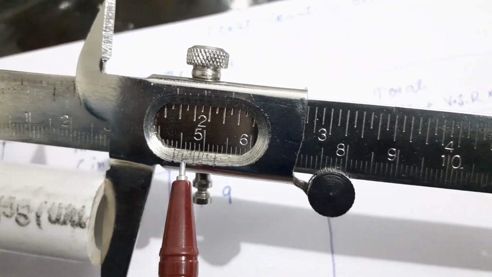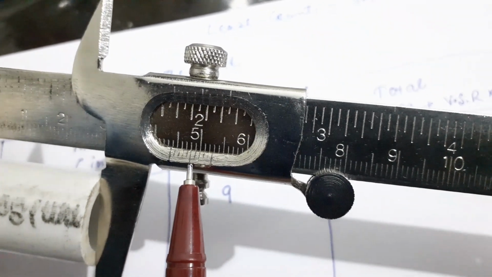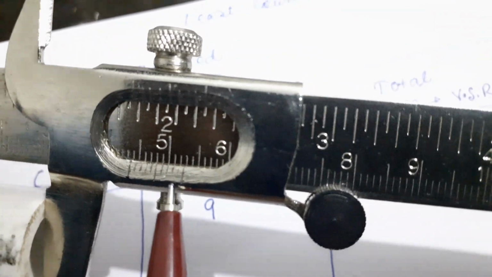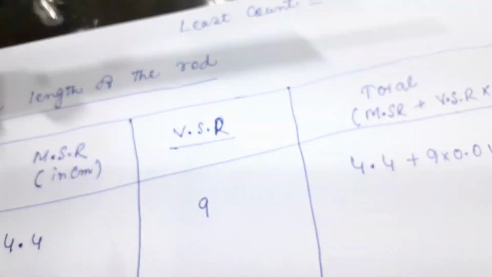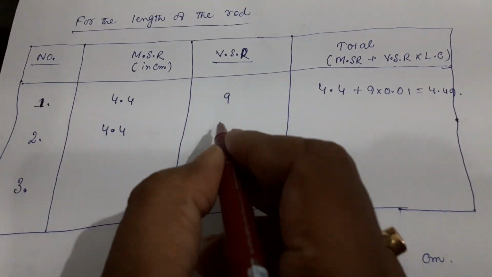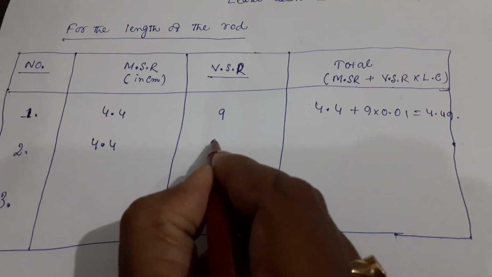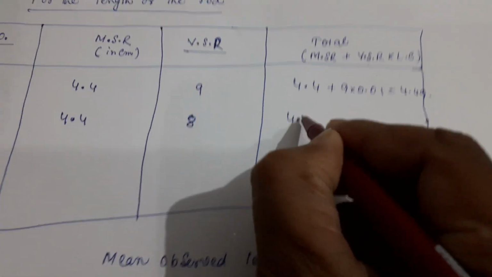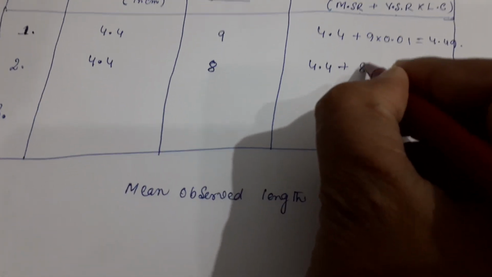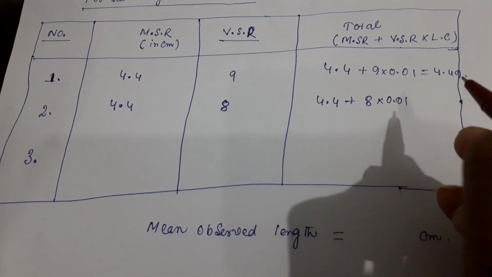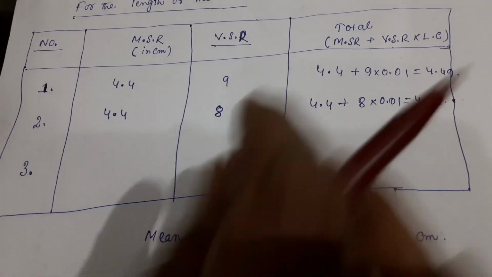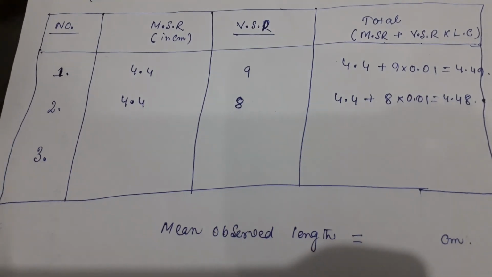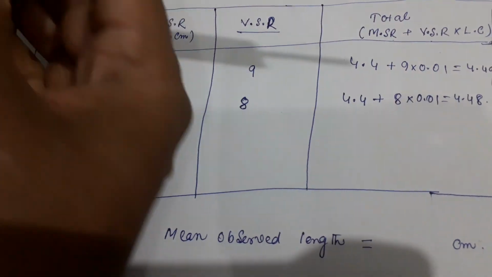So I'm just counting: 1 2 3 4 5 6 7 8. So the eighth line is exactly matching with this one. Okay, so 4.4 is the main scale reading, 8 is the vernier, the one which is exactly matching with the main scale. 4.4 plus 8 and again 0.01. So you will get 4.48 centimeter in this case. Clear? Almost the same type of thing will come here. 4 will remain the same.